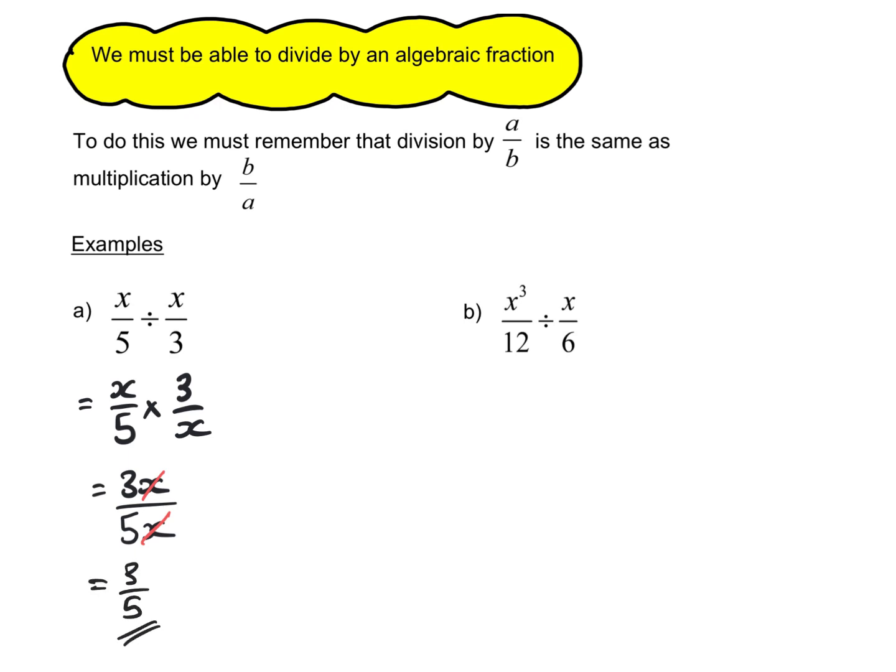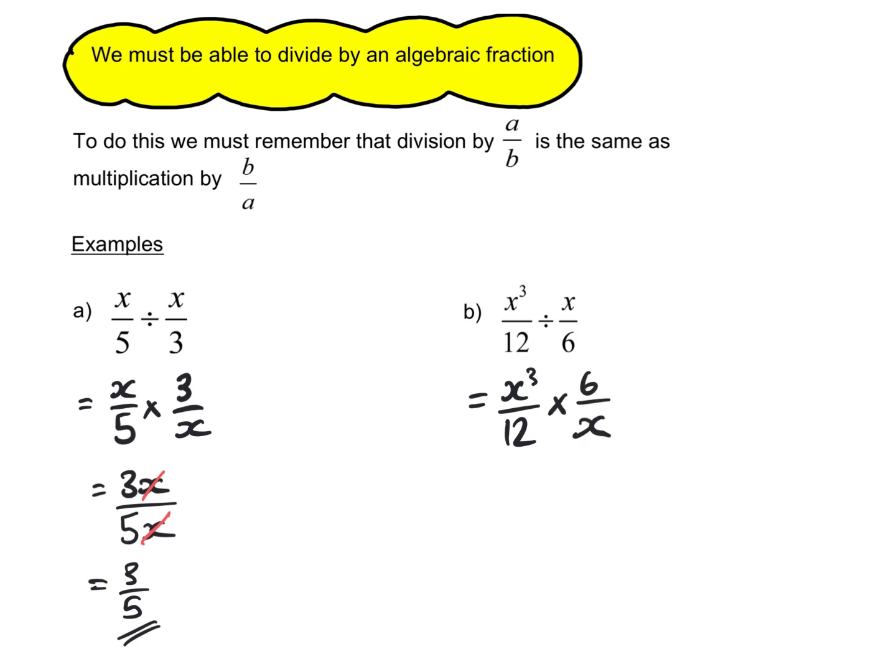Second example, a similar idea. Again, we're dividing by x over 6. Now it's important we turn the correct fraction upside down here. So x cubed over 12 is going to stay exactly as it is. The first fraction doesn't change. It's the fraction you're dividing by that gets flipped. So that's going to stay as x cubed over 12. And we're going to then change from division to multiplication and flip this upside down, so we change it to multiply by 6 over x.